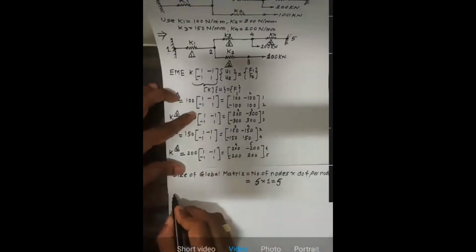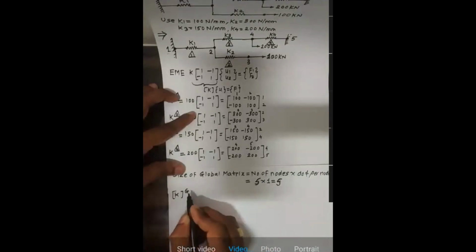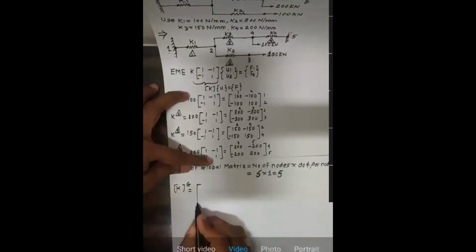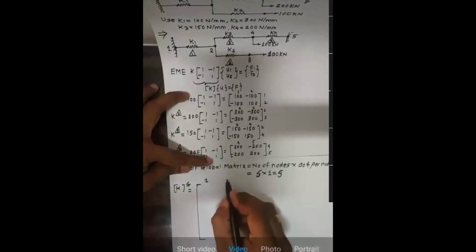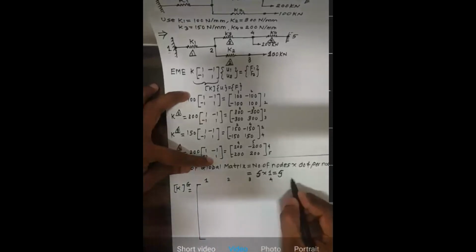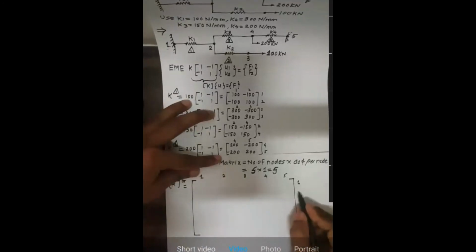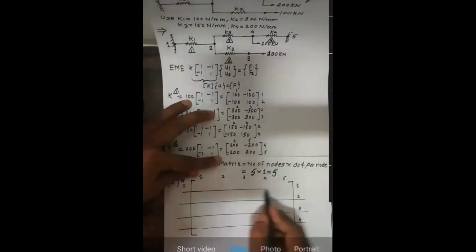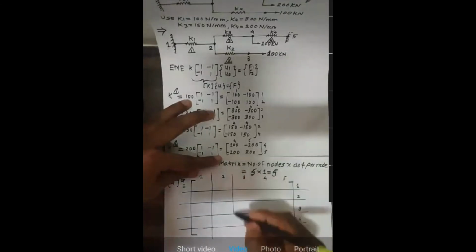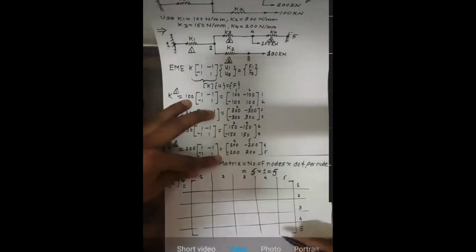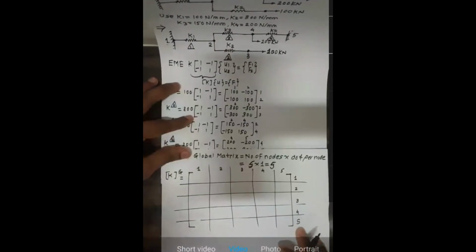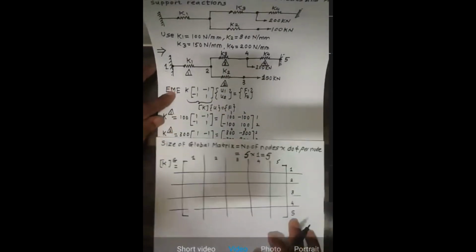So just write this down. We need to write down the global stiffness matrix, with that many rows and that many columns. So I'll write 1, 2, 3, 4, and 5. Again, I will go 1, 2, 3, 4, and 5. So I will get 5 rows and 5 columns. Now this is basically the global stiffness matrix where we need to put the individual element matrices.